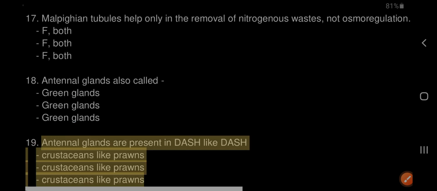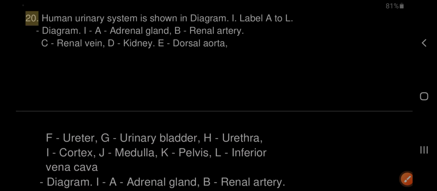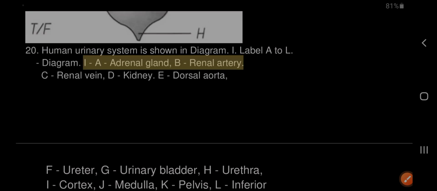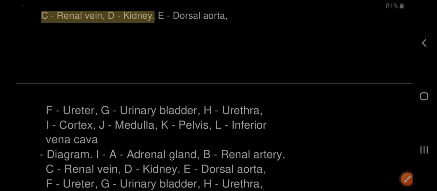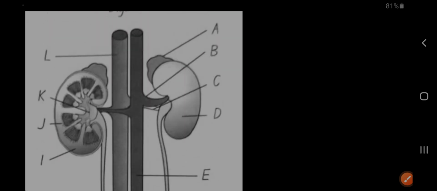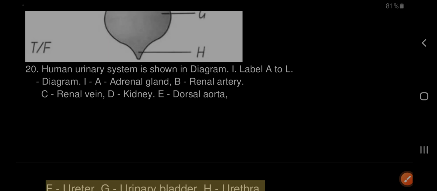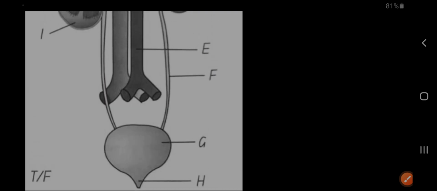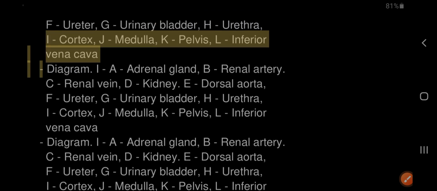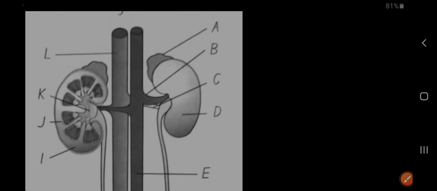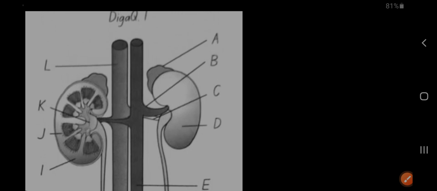19. Antennal glands are present in crustaceans like prawns. 20. Human urinary system is shown in the diagram. Label A to L. A. Adrenal gland. B. Renal artery. C. Renal vein. D. Kidney. E. Dorsal aorta. F. Ureter. G. Urinary bladder. H. Urethra. I. Cortex. J. Medulla. K. Pelvis. L. Inferior vena cava.